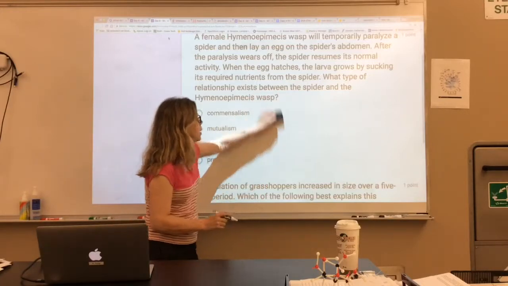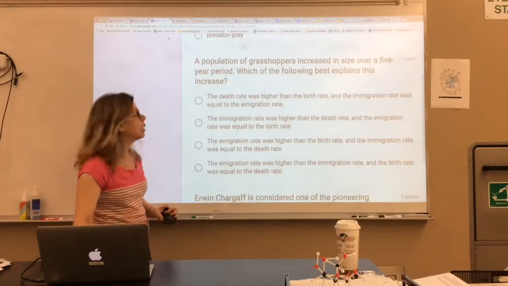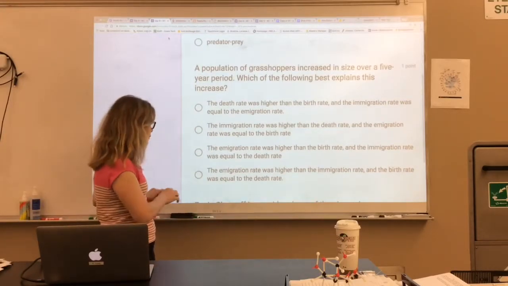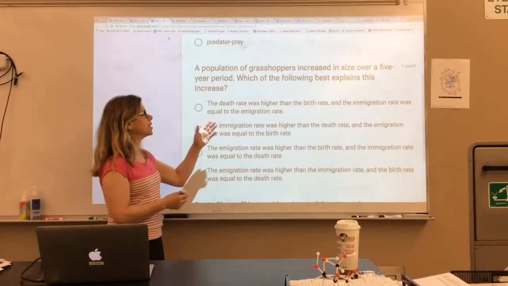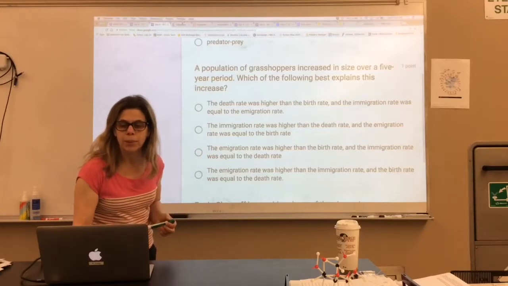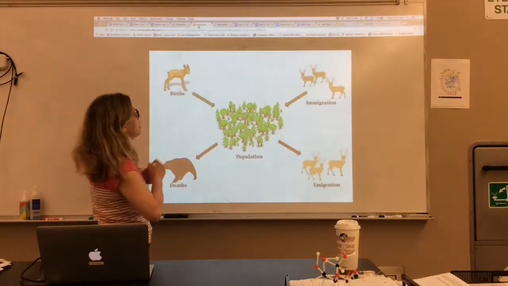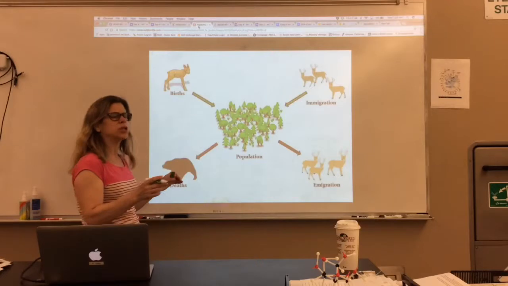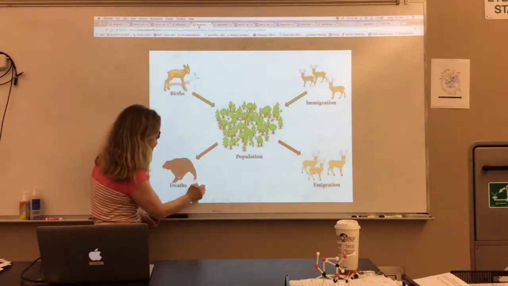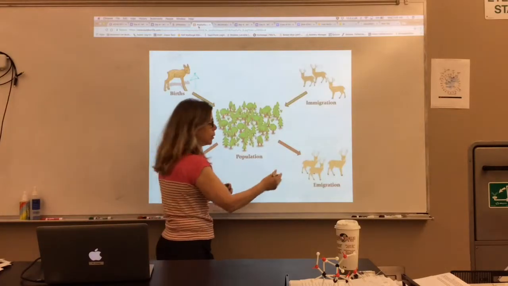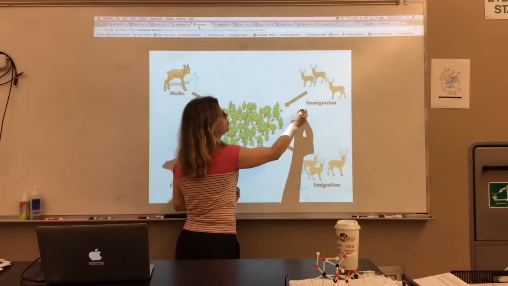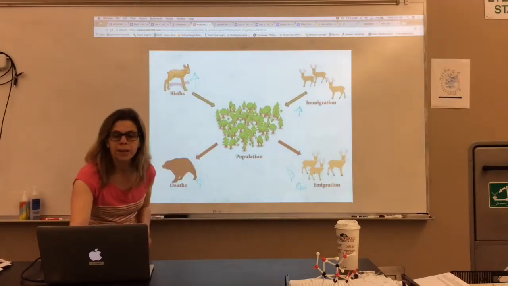All right? Question 2. A population of grasshoppers increased in size over a 5-year period. Which of the following best explains this increase? We're looking at population dynamics and what makes population size. Again, I think we had a question a while ago on this as well. Births would increase it. Deaths would decrease it. Emigration, exit, would decrease the population, and immigration would increase it.